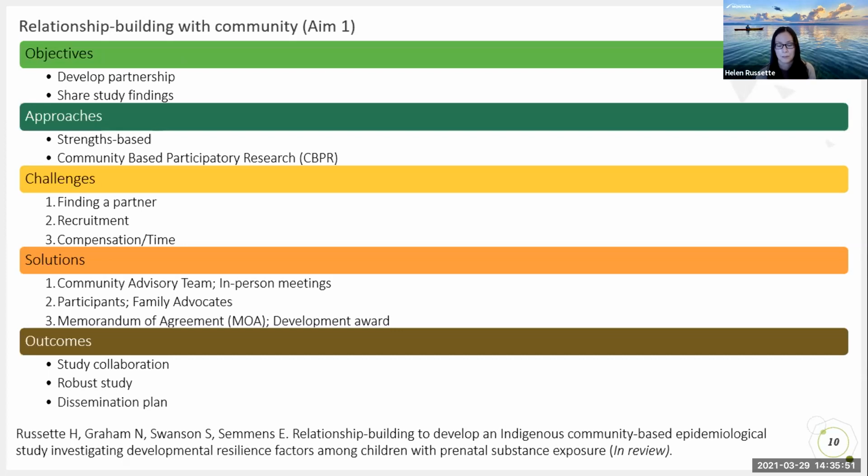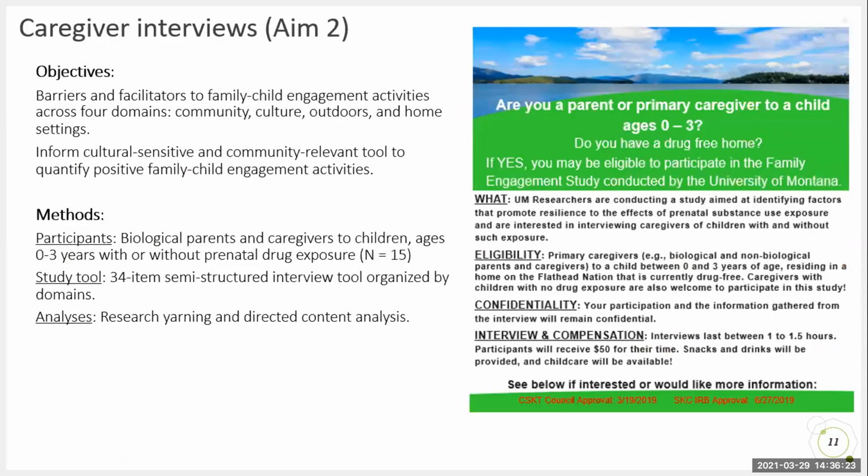I felt that this also created a robust study design in that we were identifying specific activities, both that are relevant to the target population, that being families with that history of children with prenatal substance exposure. And then as part of the MOA, we did formalize a dissemination plan to share study findings back to the community. And this work is currently in review with an academic journal. And so I'll move over to AIM 2.